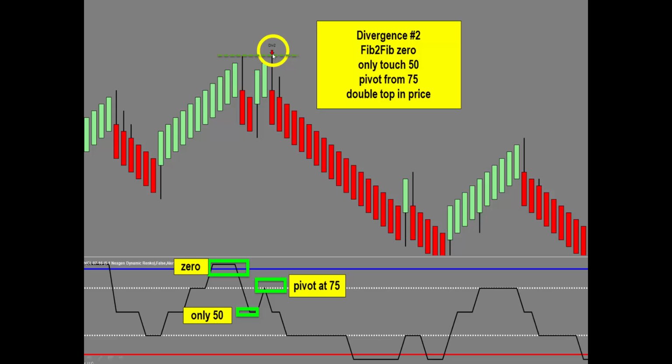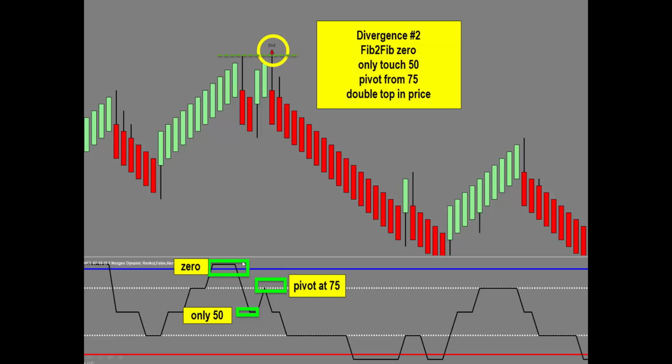Now, the second divergence pattern that we have written into the oscillator is what we call Divergence 2. And it's a very simple pattern. It's the same every single time. Fib2Fib starts at 0, only goes down to 50. If it goes down to 25, then you're going to get a divergence number 1.